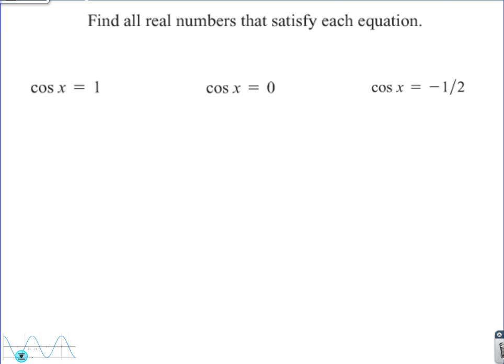Find all real numbers that satisfy each equation. The cosine of x equals 1. First equation. Cosine of x equals 1. And watch how I'm going to write this. Where is cosine equal to 1? Unit circle wise, let me draw a unit circle here. Where is cosine equal to 1? Does anybody know?